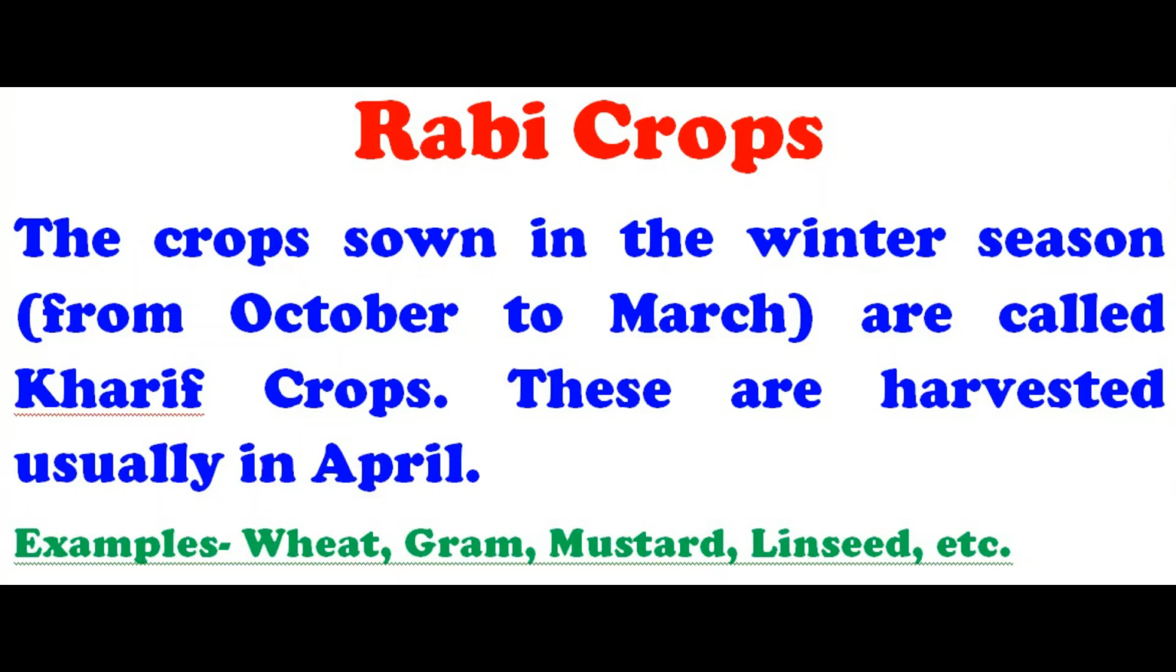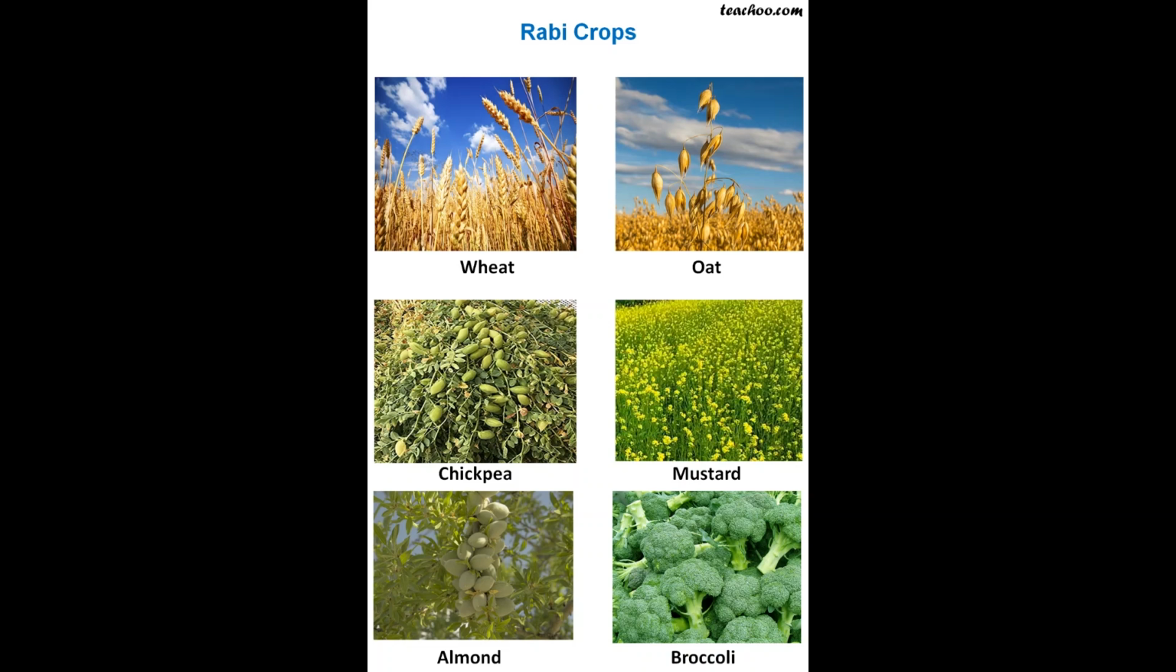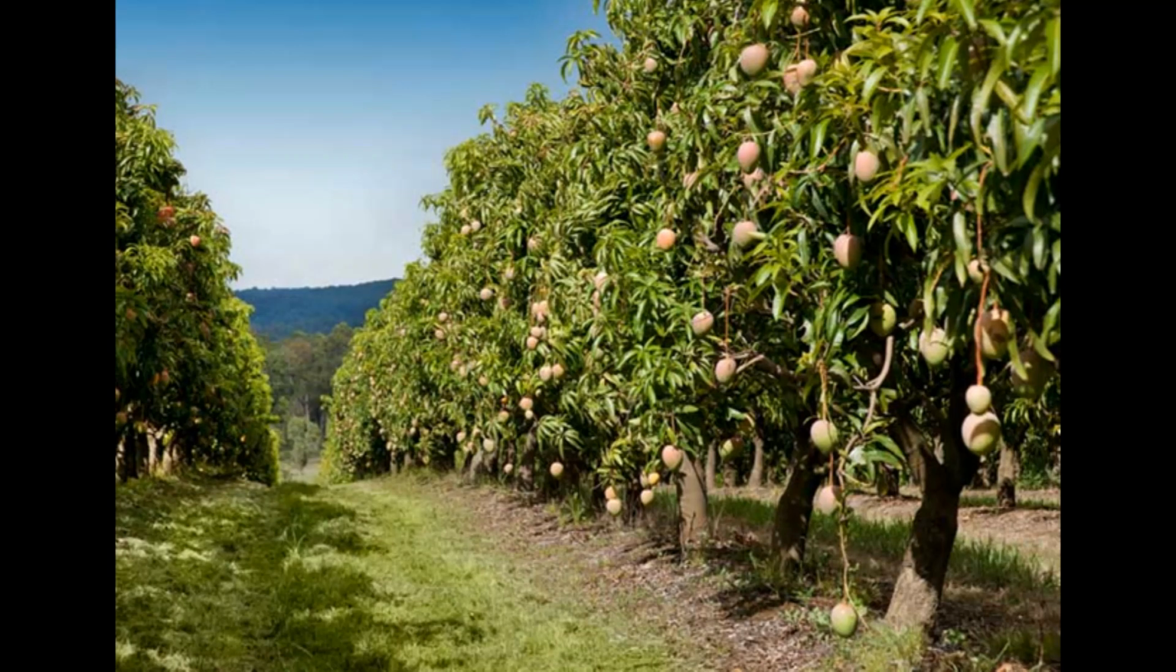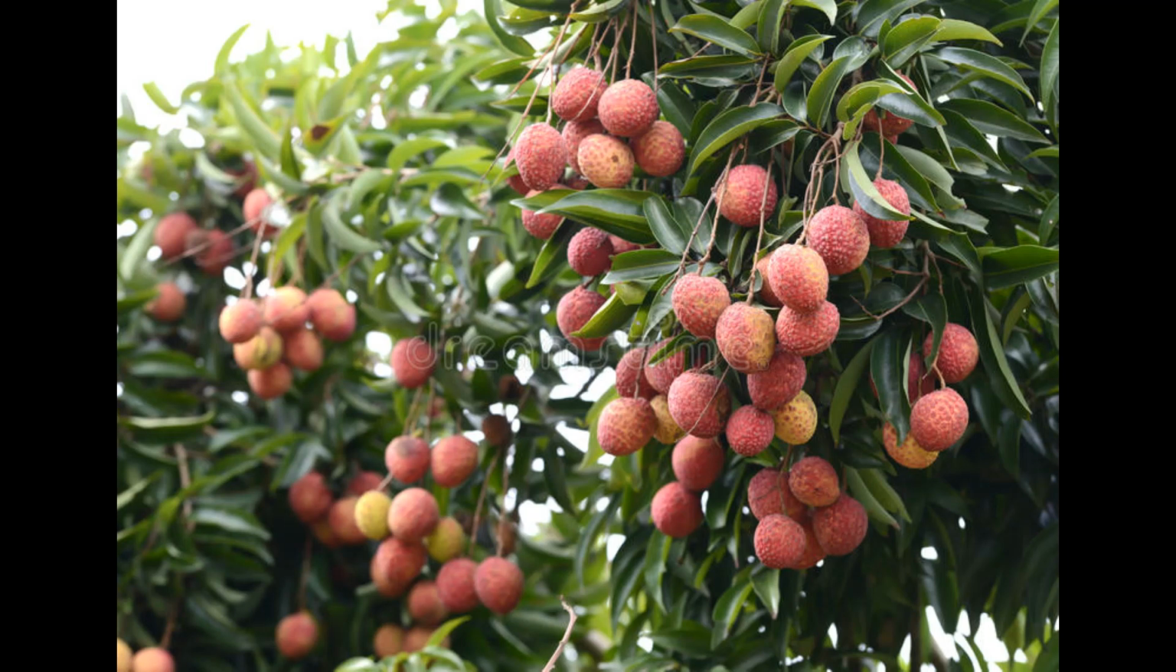The second type of seasonal crop is the Rabi crops. The Rabi crops are sown in the winter season from October to March, and these are harvested usually in April. Some major examples are wheat, gram, mustard, linseed, etc. Apart from these, lots of fruits, etc. are also sown and harvested from time to time in different seasons. Particularly fruits are usually sown in the summertime.